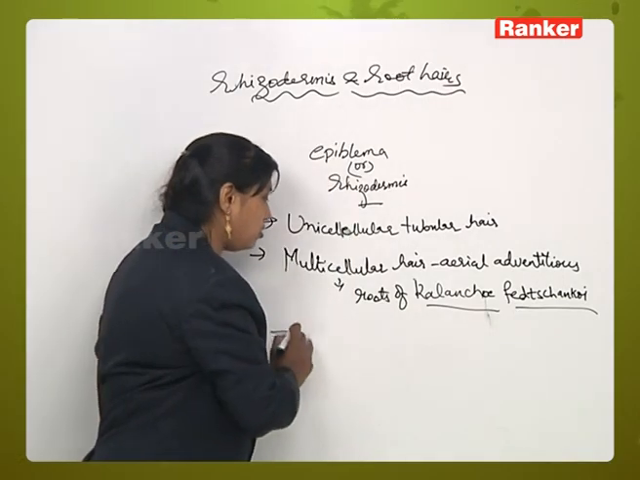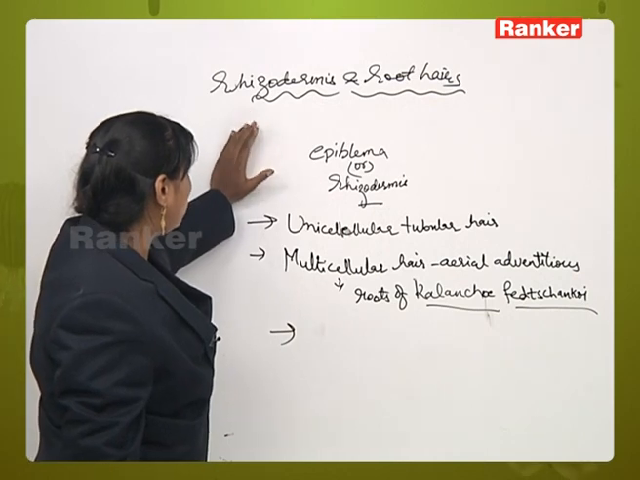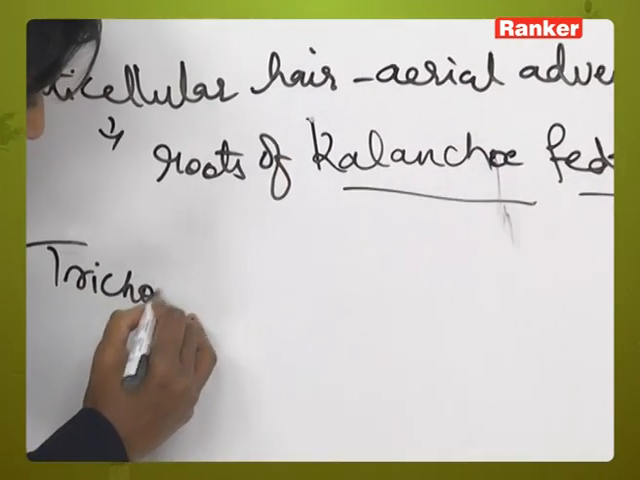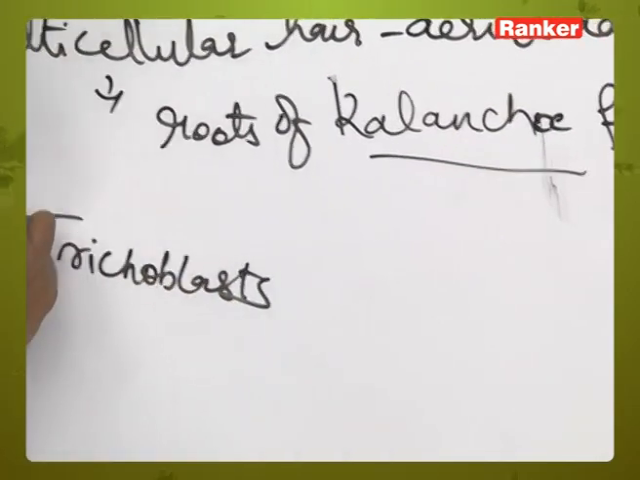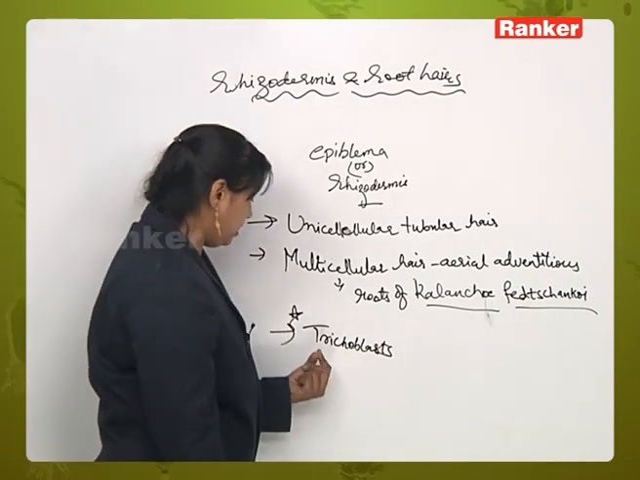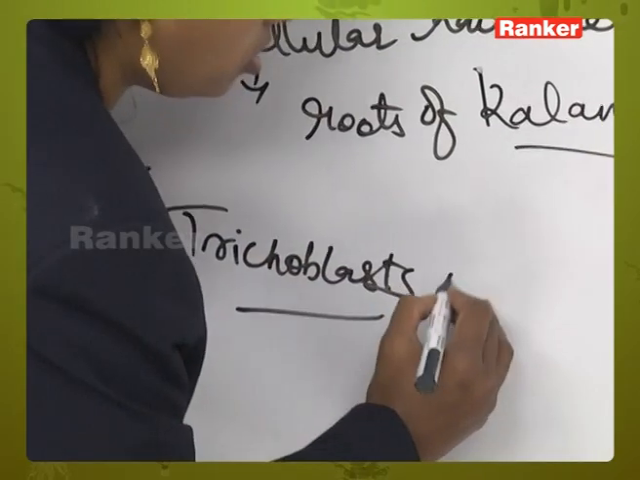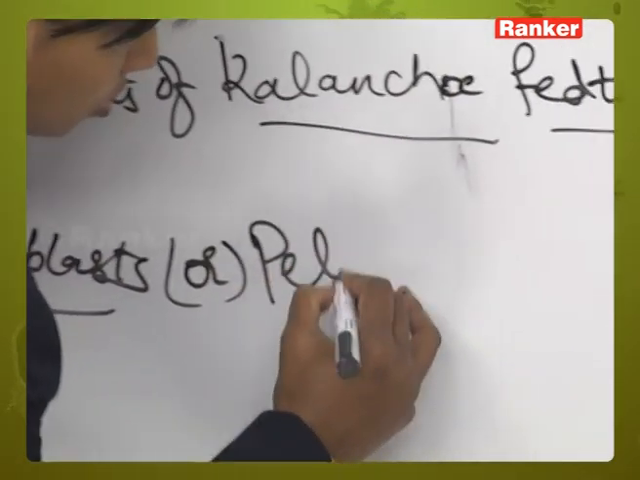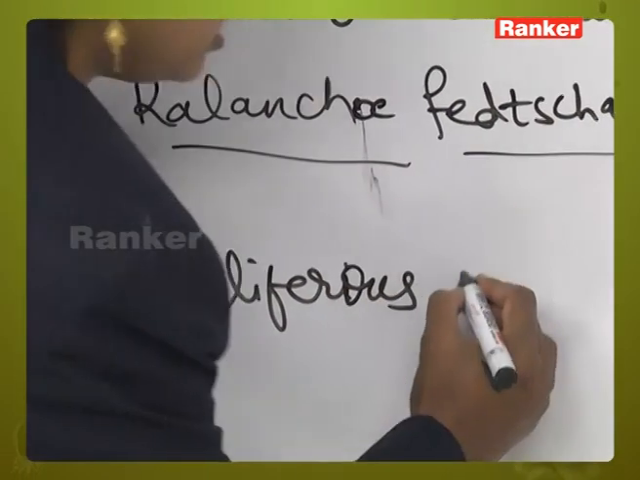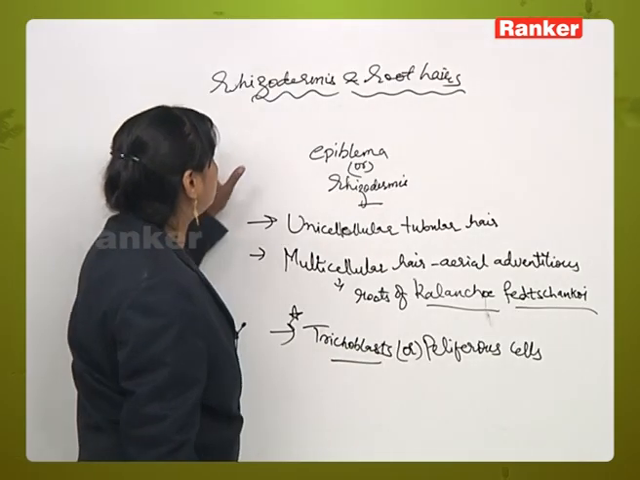What is the major function of the root hairs? The cells which give rise to root hairs are also called trichoblasts. This is important: what is a trichoblast? The root hairs arising from the rhizodermis are small and dense. They are also called pelliferous cells. The cells have dense cytoplasm and are small.